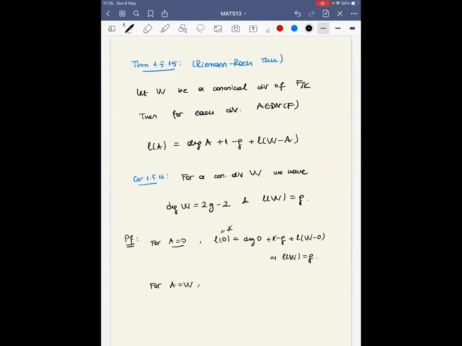And again, if we consider the canonical divisor, again by the Riemann-Roch theorem, since its dimension is genus g, this is going to be L of W minus W, L of 0, so this is 1. This gives us its degree as 2g minus 2.